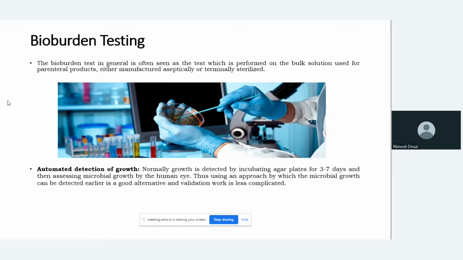But in the current scenario, there is some advanced technology in the market, so automated detection of growth is also available. Normally, growth is detected by the conventional method: incubating the agar plate for 3 to 7 days and then assessing microbial growth by the human eye. Thus, using an approach by which microbial growth can be detected earlier is a good alternative, and validation work is less complicated. There are some fluorescence techniques available, by which we can get the result within a shorter period of time by using some dyes.